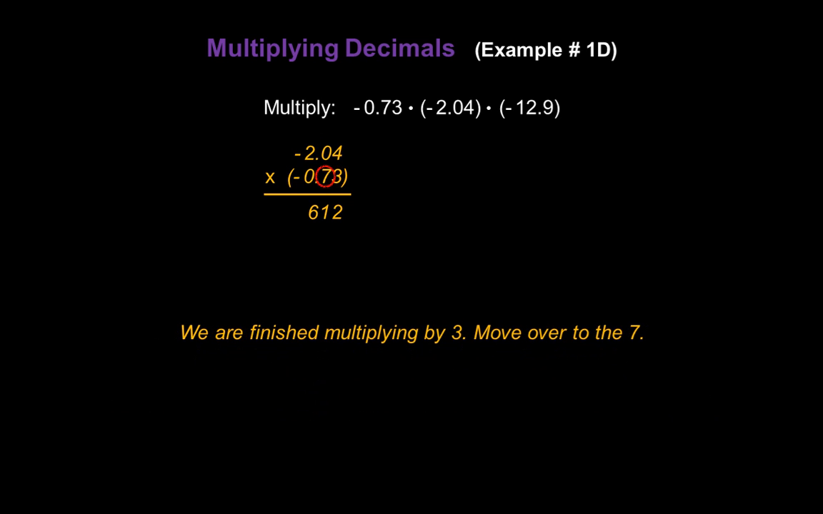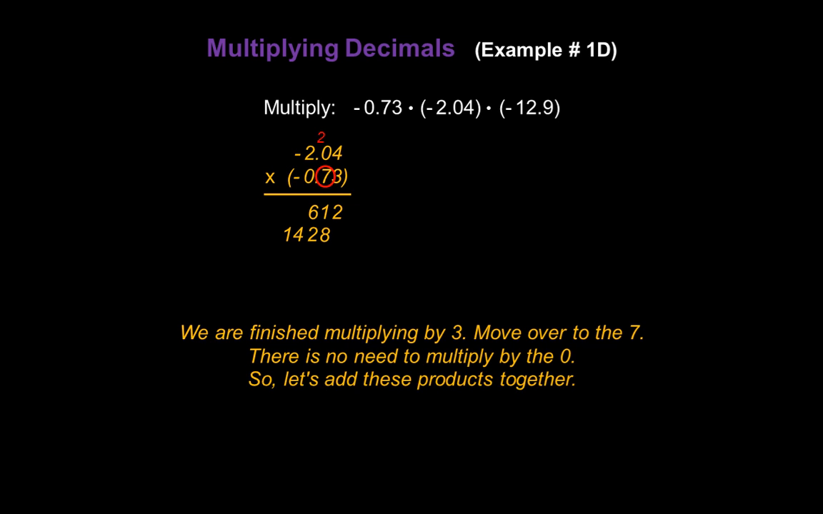Now move over to the 7. 7 times 4 is 28, so we'll bring down the 8 and carry 2. 0 times 7 is 0. So we'll bring down the 2 we just carried. And finally, 7 times 2 is 14. There's no need to multiply by the last 0 there because it just gives us 0 as the answer.